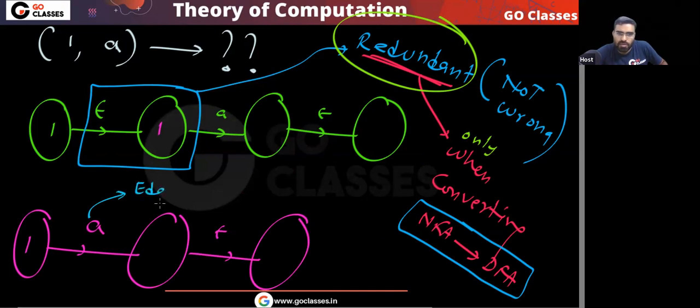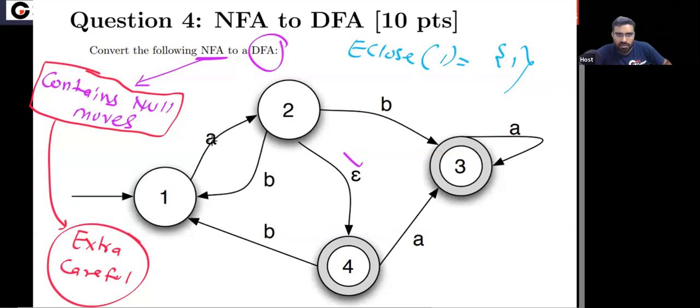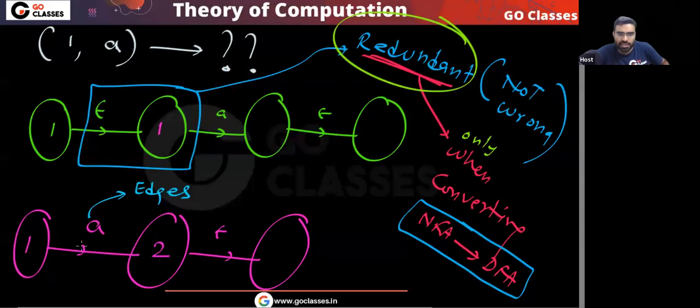Yes or no? Here you will only see the edges. That's it. Okay. So from state 1, where are you going on symbol A? From state 1 on symbol A, only look at the edges. So you will go to state 2.